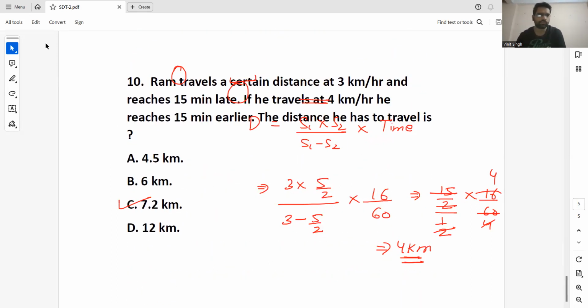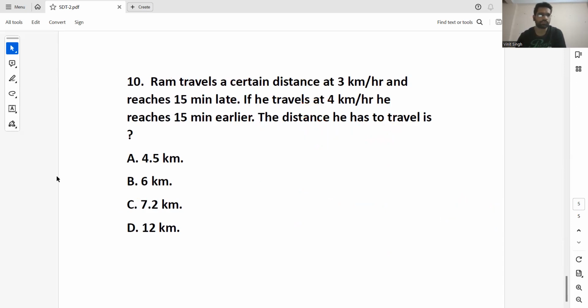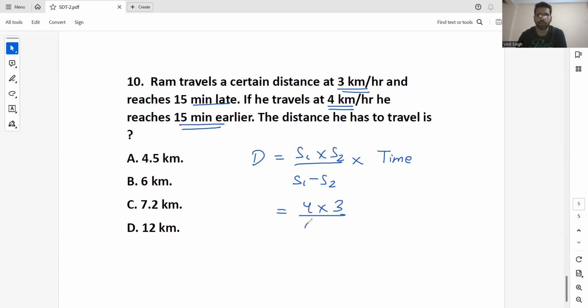Now, the last question. Ram travels a certain distance at 3 km per hour and reaches 15 minutes late. If he travels at 4 km per hour, he reaches 15 minutes earlier. Find the distance. The same formula will be used here, with 3 km per hour and 4 km per hour. Time is given: first is late, second is early. So we will add both times and divide by 60. Why 60? Because it's given in minutes.